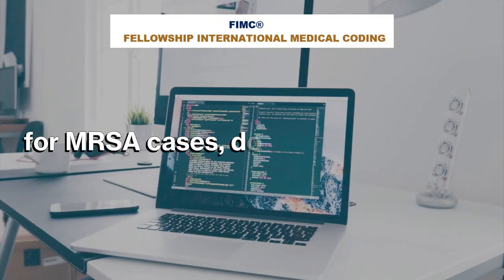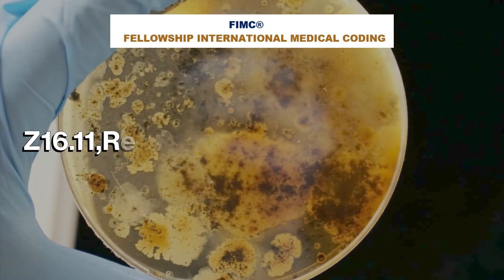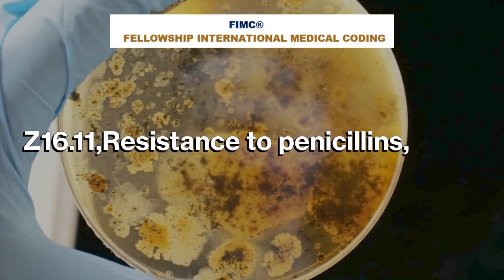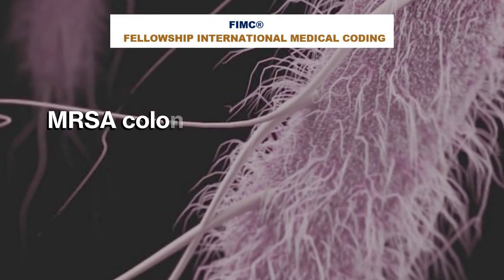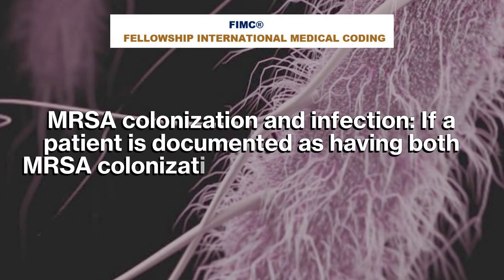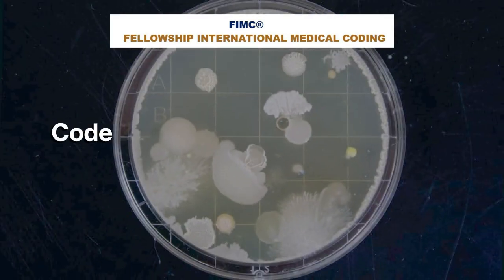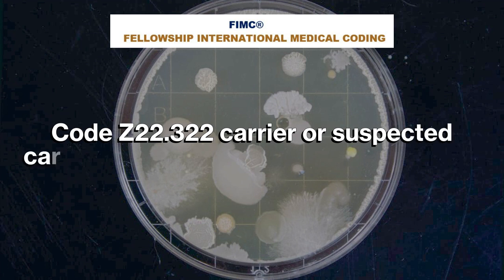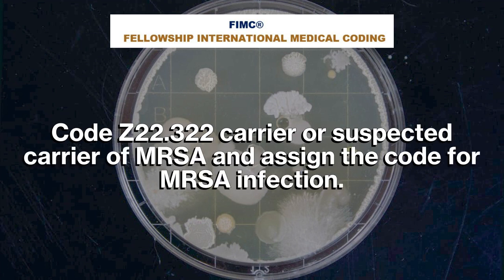For MRSA cases, do not assign a code from subcategory Z16.11, resistance to penicillins, as an additional diagnosis. MRSA colonization and infection. If a patient is documented as having both MRSA colonization and infection during a hospital admission, code Z22.322, carrier or suspected carrier of MRSA, and assign the code for MRSA infection.